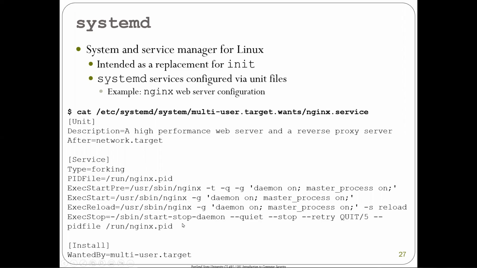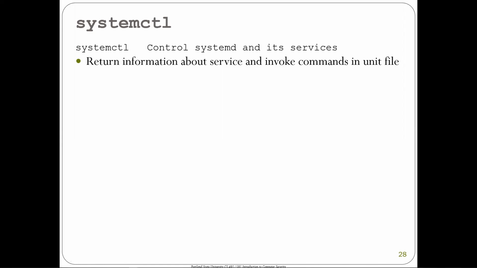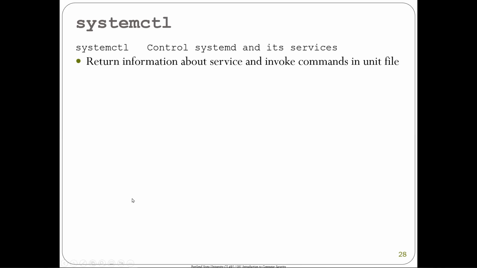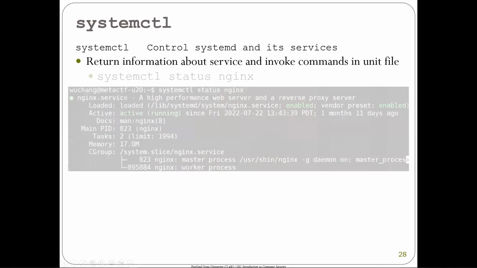Another way of controlling these services through systemd is a command called systemctl. This is your command line interface to configure systemd services. The systemctl command will return information about any of the services running on your backend, and it allows you to invoke the different commands in the unit file that we showed here. You can run any of these things using the systemctl command. So here's an example.